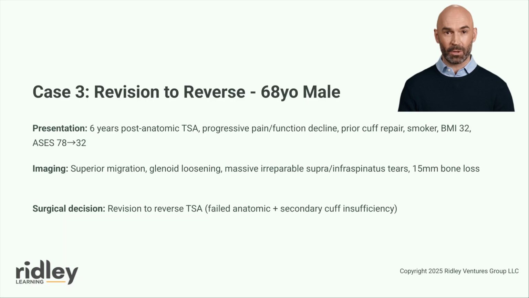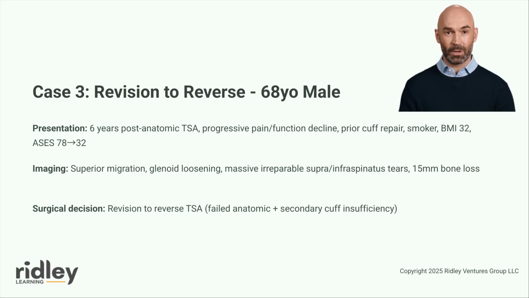His history included remote rotator cuff repair 15 years prior, current smoking at 1 pack per day for 30 years, obesity with body mass index of 32, and well-controlled hypertension. Examination revealed active elevation of 90 degrees with scapular substitution and superior humeral migration, 3 out of 5 deltoid strength, positive hornblower and external rotation-lag-like signs, and intact subscapularis. His American Shoulder and Elbow Surgeon score had declined from 78 at 1 year post-primary surgery to 32 currently.